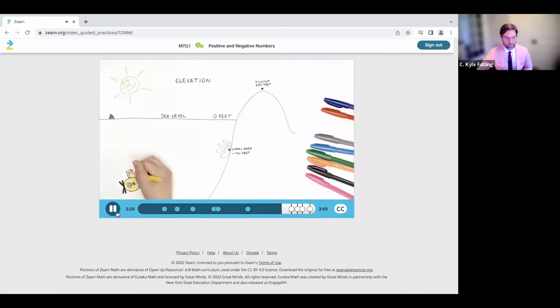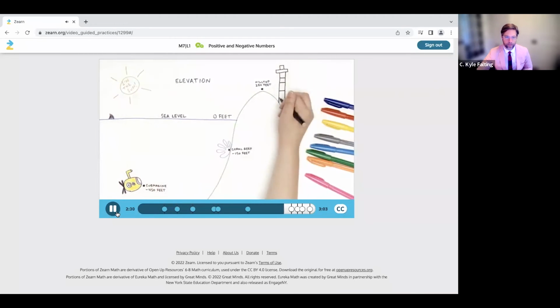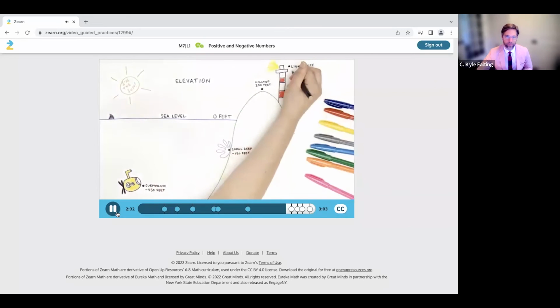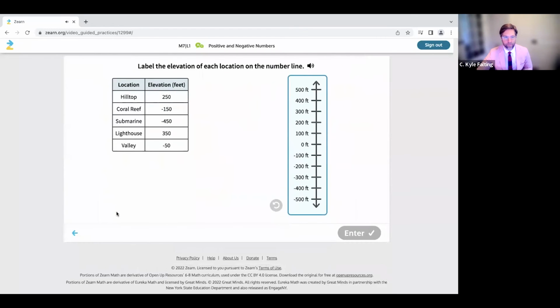Here are some more locations and their elevations. Plot each of these locations on a number line. I want to point out how Zearn Math helps students visualize the mathematics. Not only did we see the problem come to life through video, we're also seeing Zearn's concrete to pictorial to abstract learning approach. It's one of our learning principles.